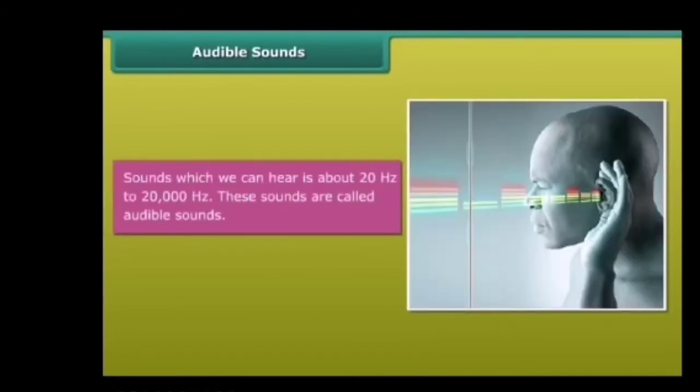Next is audible sounds. Sounds which we can hear are about 20 Hz to 20,000 Hz. These sounds are called audible sounds.